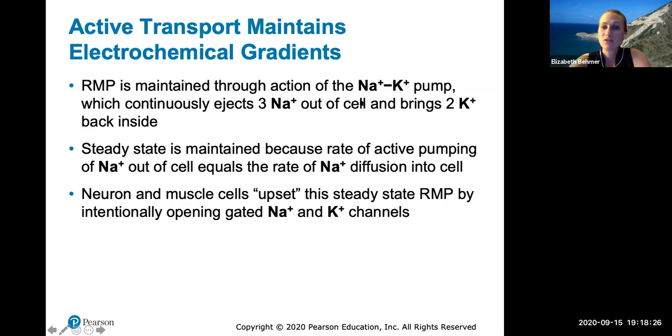It's maintained through the action of your sodium-potassium pump. And again, your sodium-potassium pump is an active process. It will eject 3 sodium out of the cell and bring 2 potassium into the cell simultaneously.